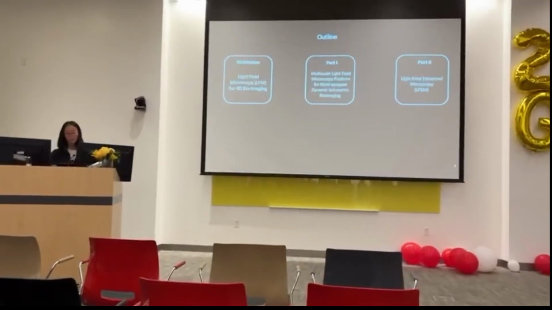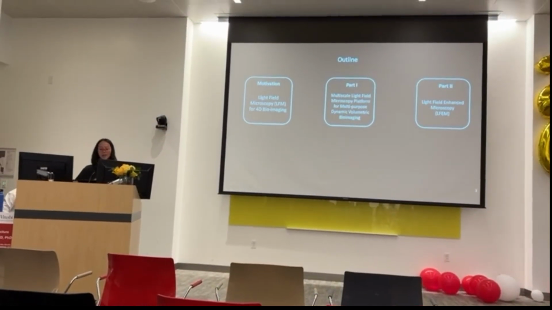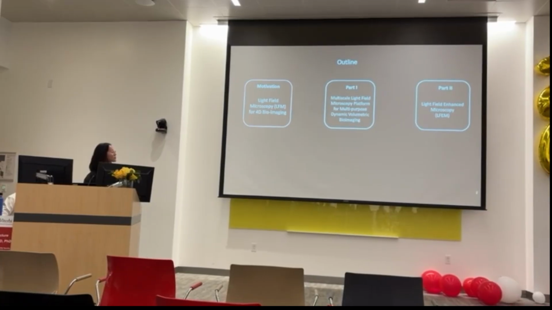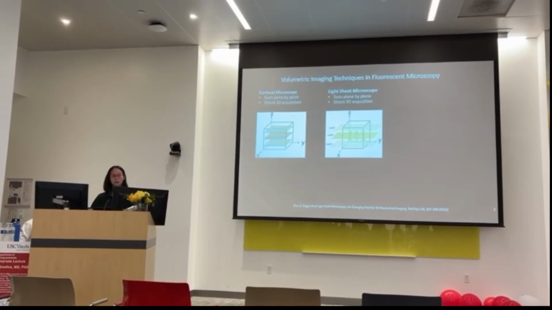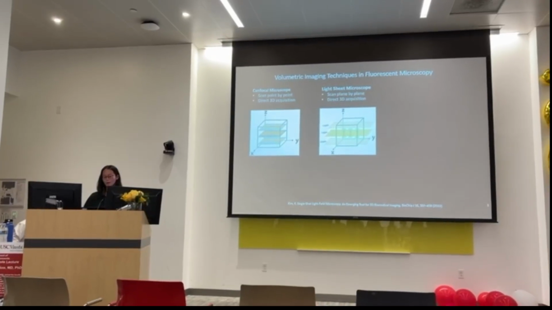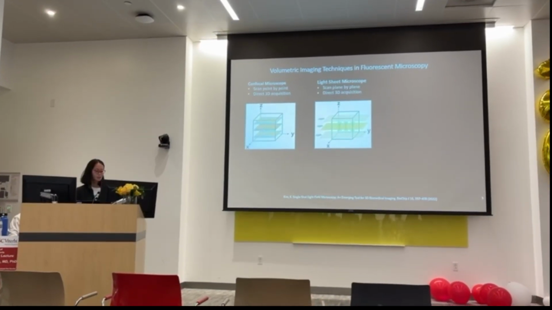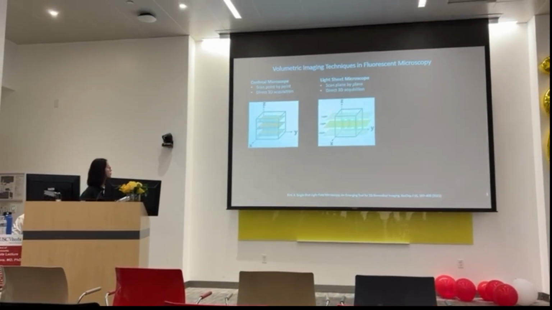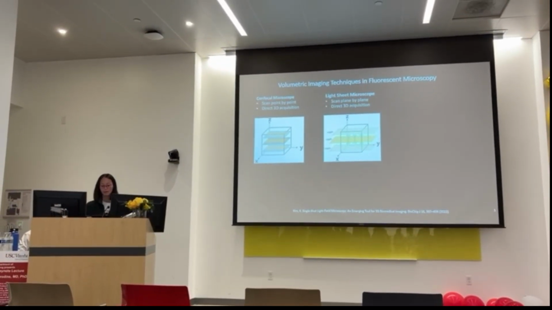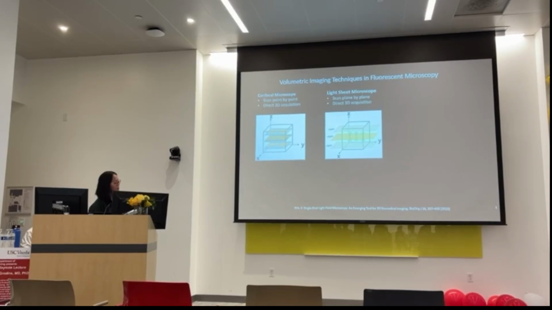And then, but first, I'll talk about why we're interested in light microscopy. In fluorescent microscopy, two commonly used volumetric imaging methods are confocal and light sheet microscopes. Both systems are scanning based and directly obtain 3D information of an object, either by scanning the volume point by point or plane by plane.